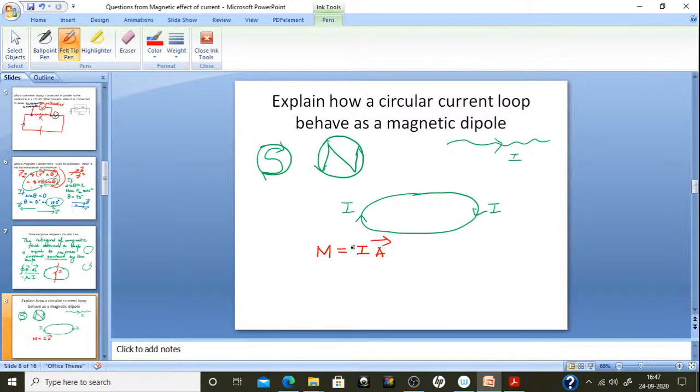So how to find this? If I is the current flowing through the loop and A is the area of the loop, then magnetic moment will be I times A. So for that we need to know the A. Suppose the radius is r, area will be pi r square, right? So the magnetic moment will be I into pi r square. Okay, understand? Now using this we can find the magnetic field also. So let us try to find the magnetic field.